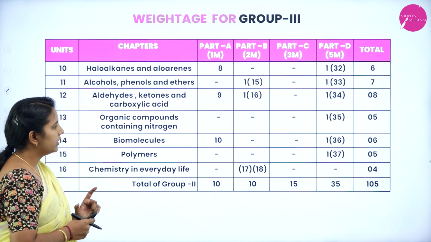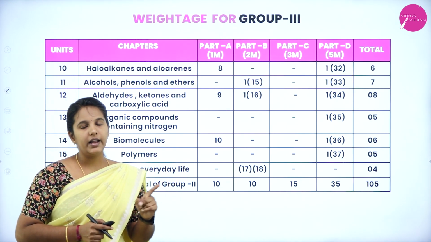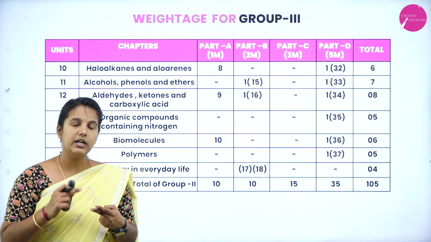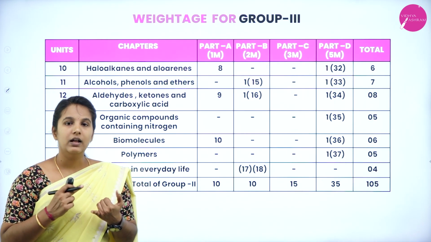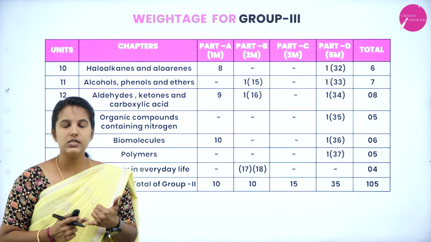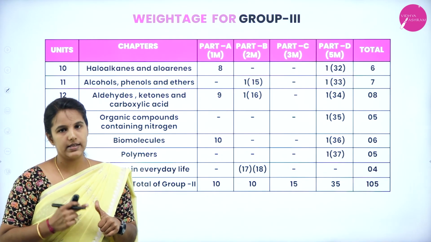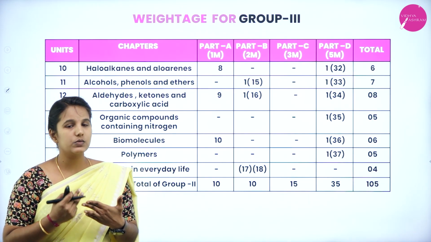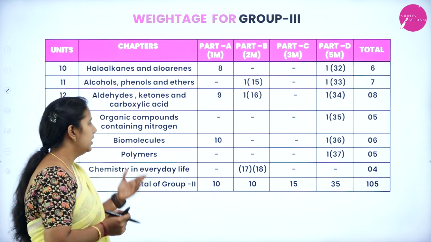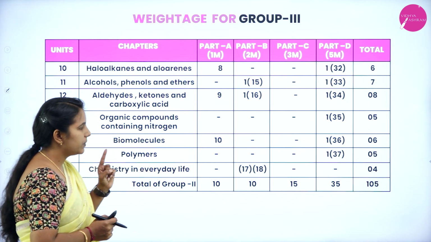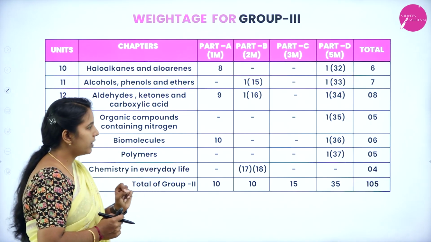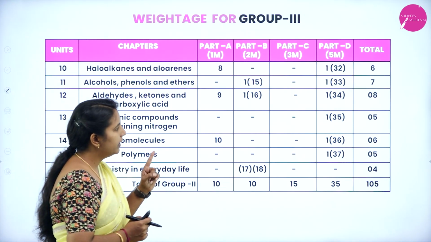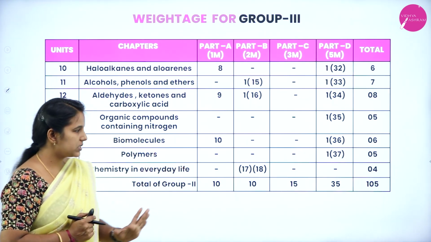Coming into the biomolecules, in this unit you are going to study carbohydrates, proteins, vitamins, and also amino acids as well as nucleic acids. All these parts come under the biomolecules, and from this unit we can expect a 1 mark question and a 5 mark question. The question numbers are 10 and 36, which carry 6 marks.